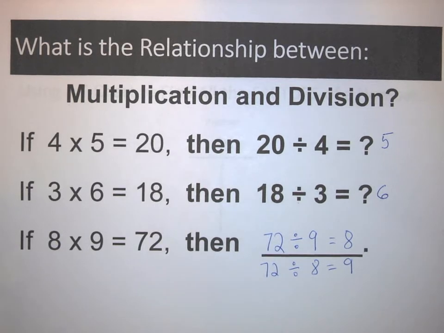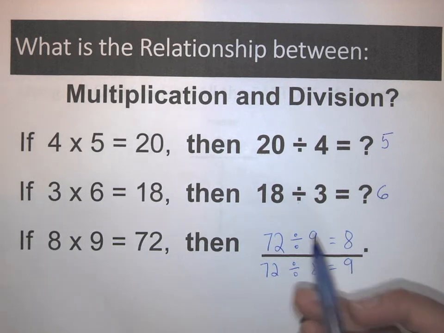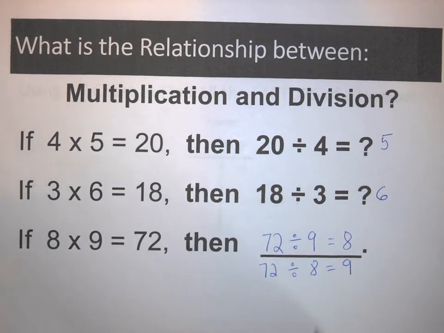And something that is worth noting here, when we were multiplying and when we add, it doesn't matter what order we add in. So 2 plus 4 is 6, 4 plus 2 is 6. 2 times 10 is 20, 10 times 2 is 20. But with division and subtraction, the order does matter. There's a big difference between 72 divided by 9 and 9 divided by 72.